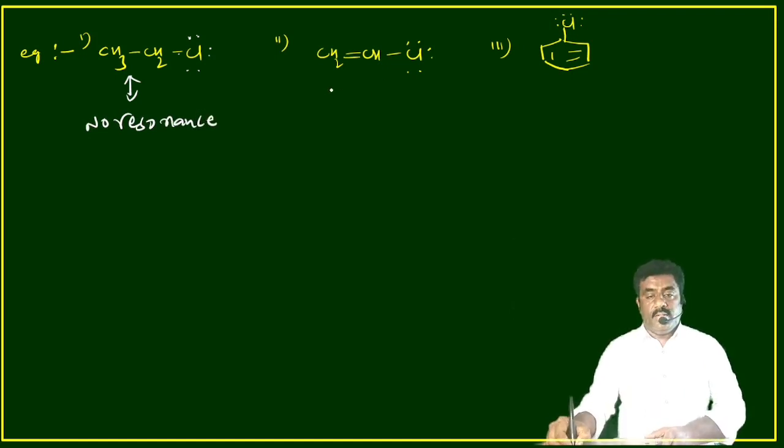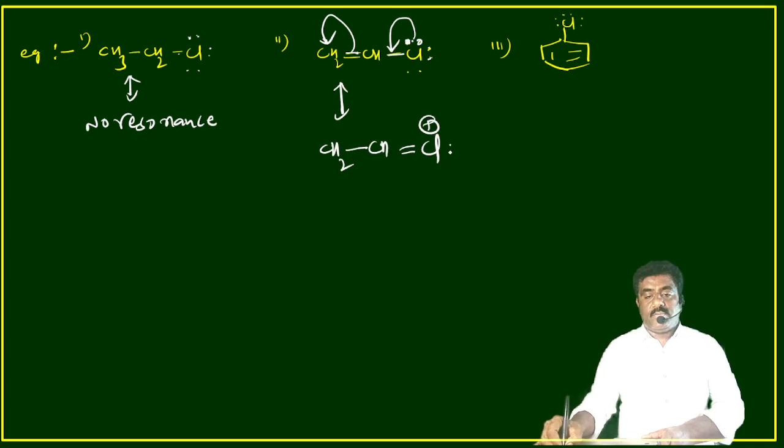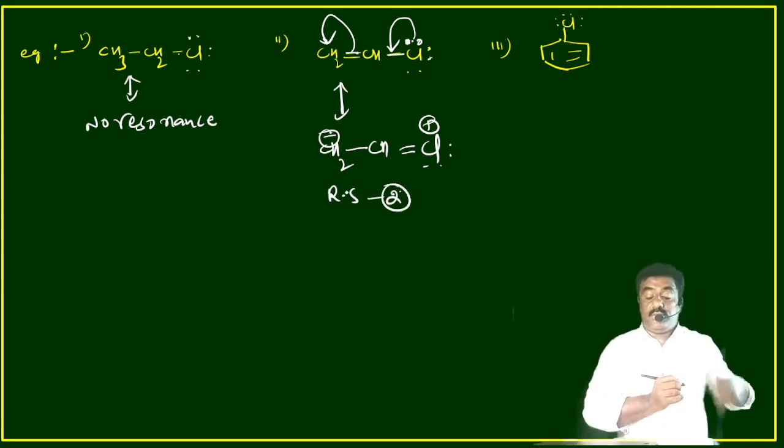Have a look at this one. It has a lone pair, sigma and pi bonds. The lone pair shifts to form a bond, and the pi bond shifts to carbon. So what is the structure? CH2=CH with a negative charge. How many resonance structures? It has two resonance structures.